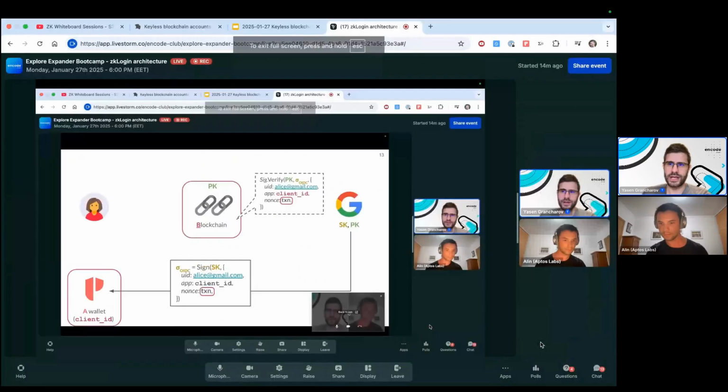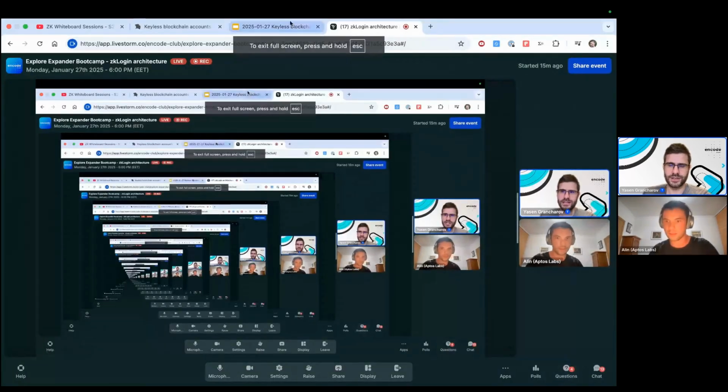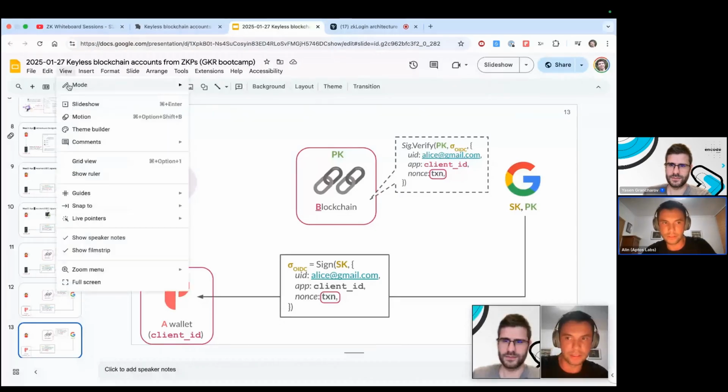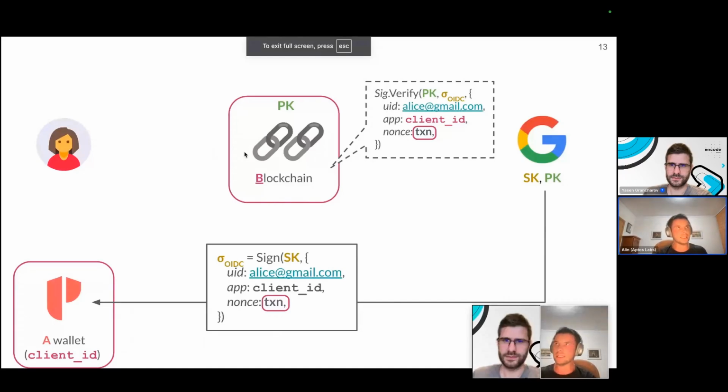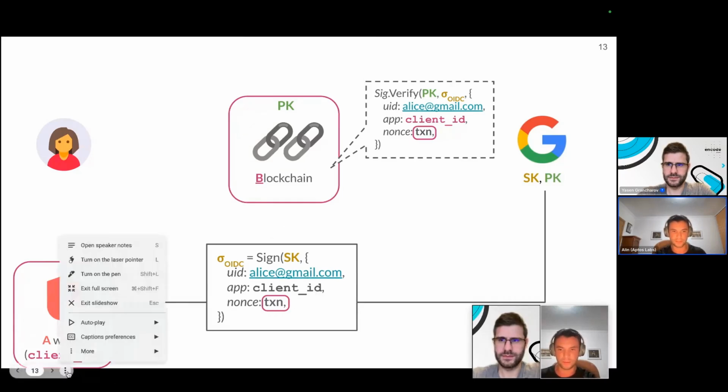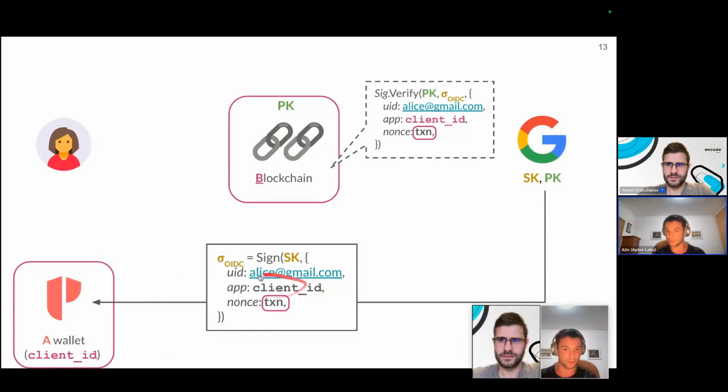Is there a recovery option if Google blocks the client ID of the registered app? In the way we designed keyless, yes, we have this recovery mode, which I'm happy to discuss later. Basically, if at some point Google refuses to provide these signatures for your app's client ID, because maybe Google doesn't like you, we have a way to recover. I'll give you one simple way to recover as an example.